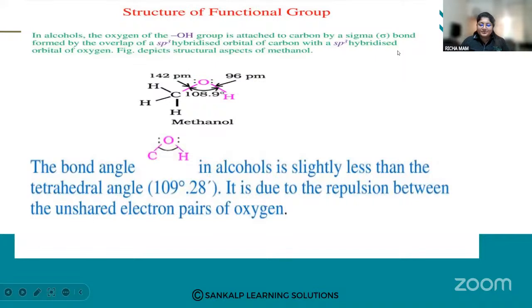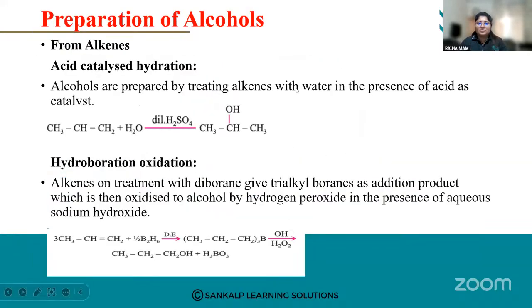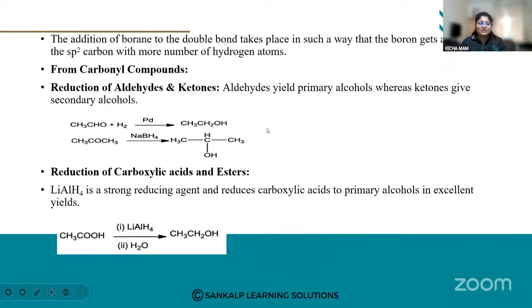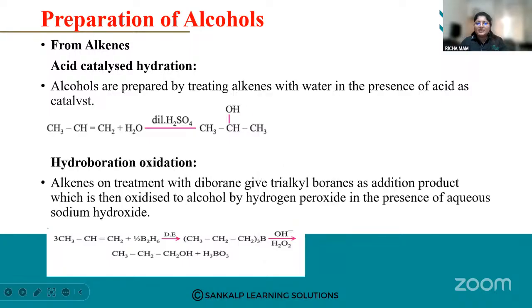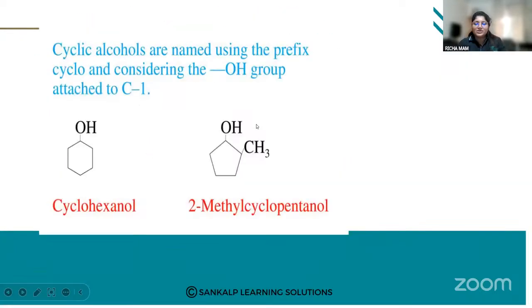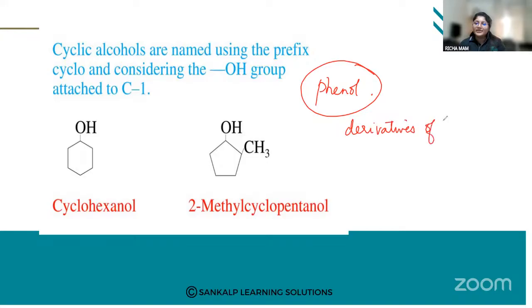Moving further, we will see the nomenclature for phenols. When you are giving the name for phenols, the parent member of the family will be phenol, and the other members of the family are named as derivatives of phenol.